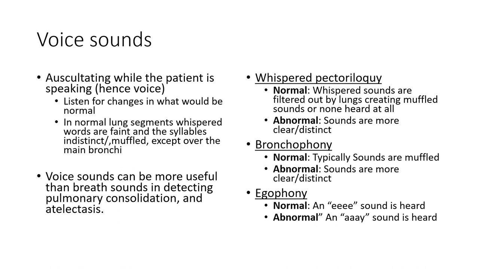Whispered pectoriloquy: you have the patient whisper. Typically you give the patient a stereotyped word that's easy to remember and repeat with the same kind of phonation. You could tell them to repeat 1, 2, 3, or 99, or fire truck. For whispered pectoriloquy, you'd have them whisper that phrase. So you'd say, can you whisper 99? And you have them whisper 99 as you listen over different segments. Again, normally whispered sounds are almost completely filtered out by the lungs. You shouldn't hear anything. In an abnormal situation, the sounds would be more clear and distinct, especially over the borders of a consolidation.